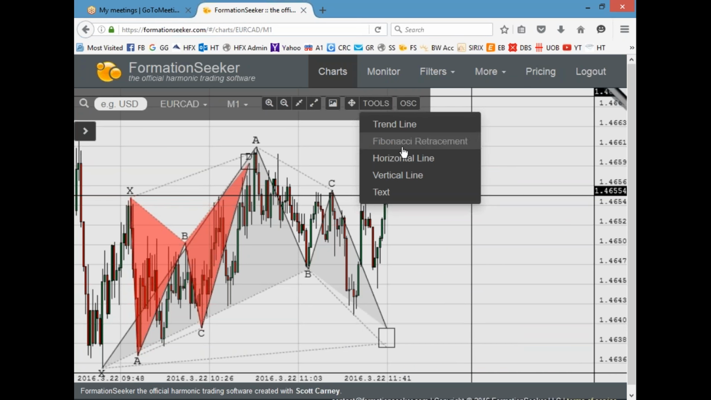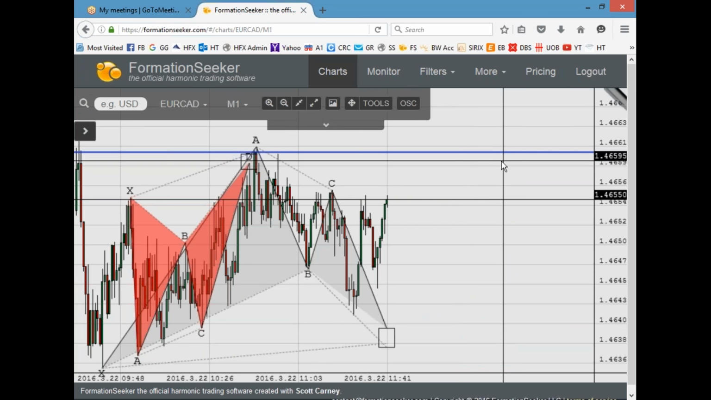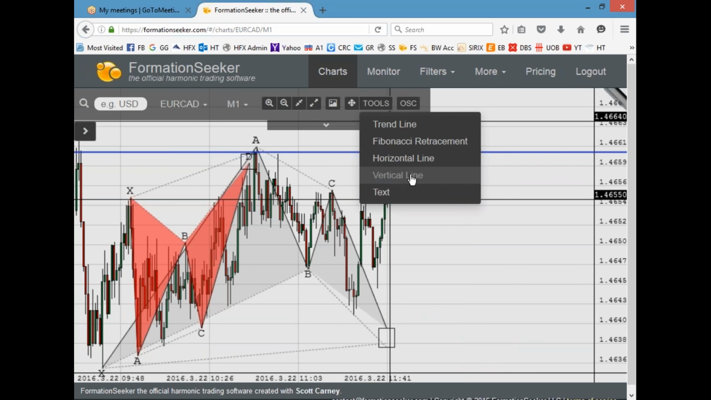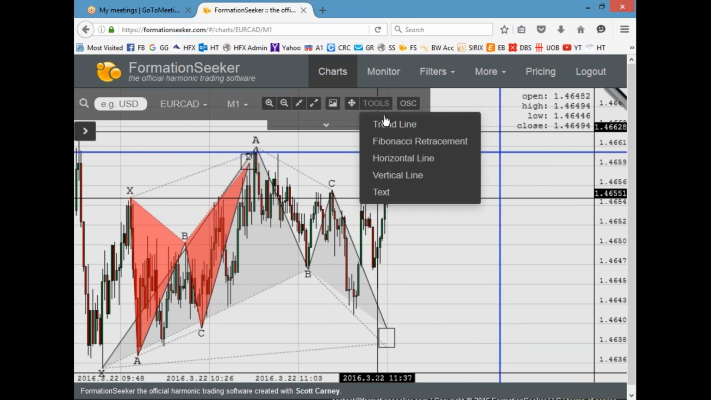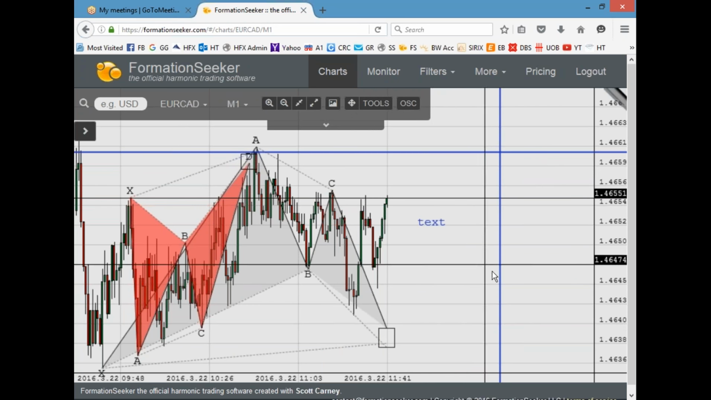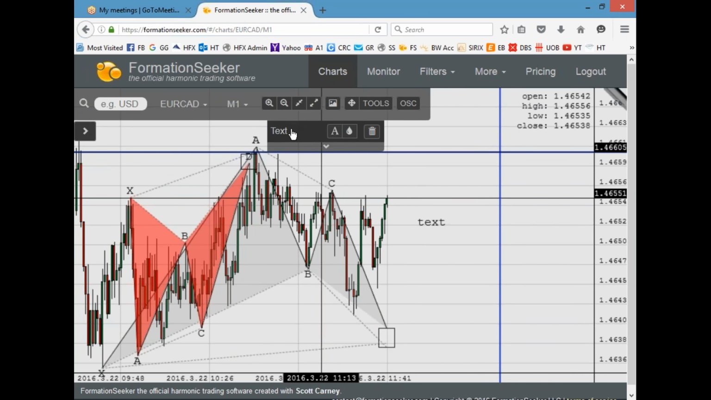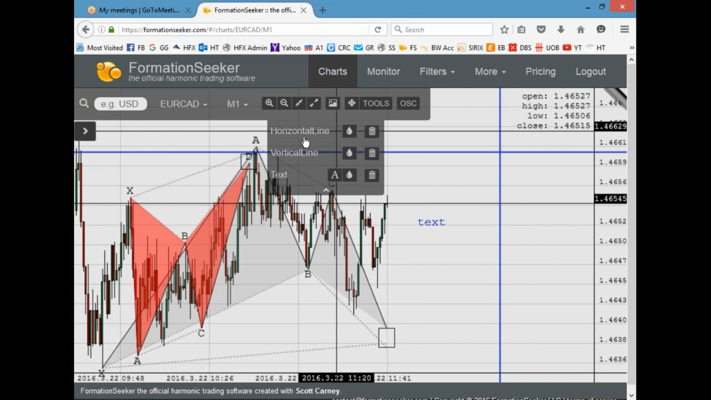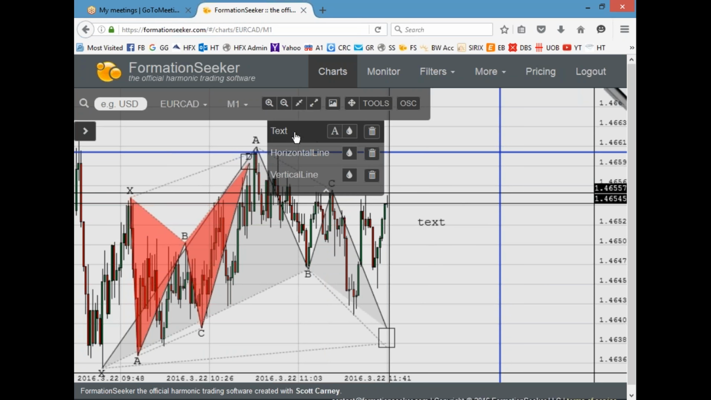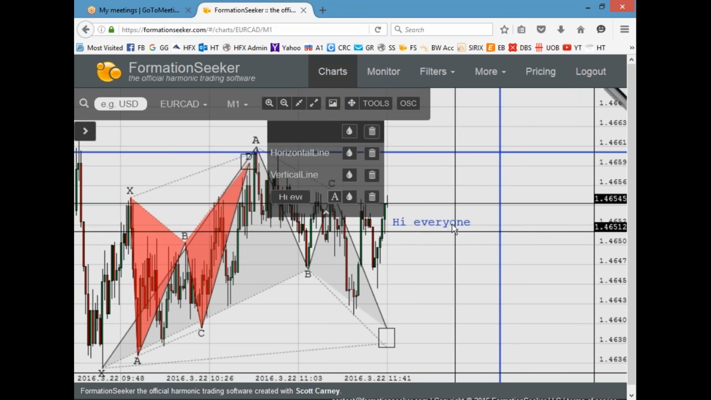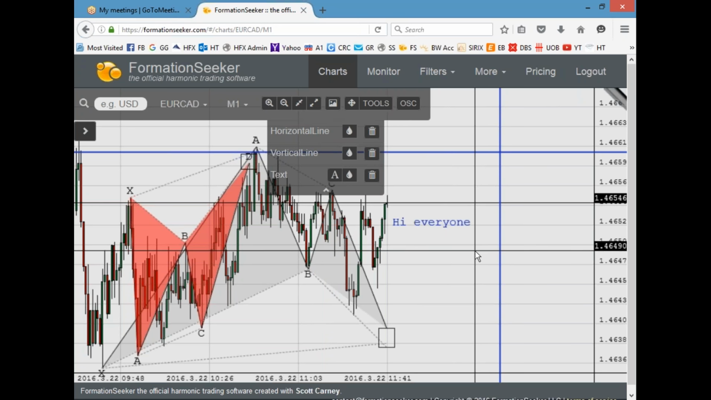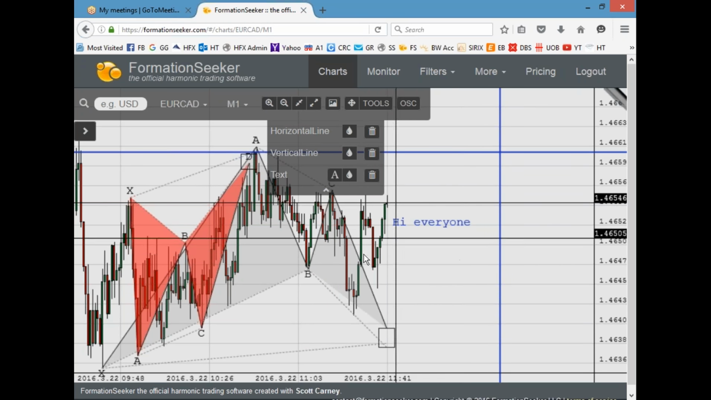Up next you've got the horizontal line, which is quite straightforward. You've got a vertical line, which is once again quite straightforward, and you've got a text. So I can say, wow, I've never used the text before. You can say hi everyone, and you can even color it in different ways. Okay, so all right, this is the cosmetic part.